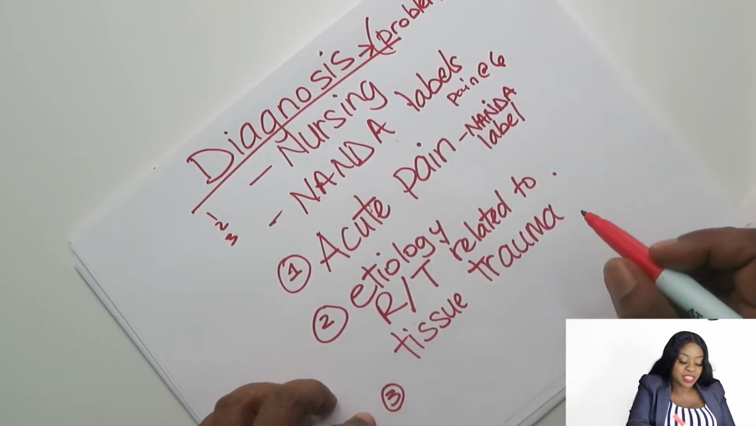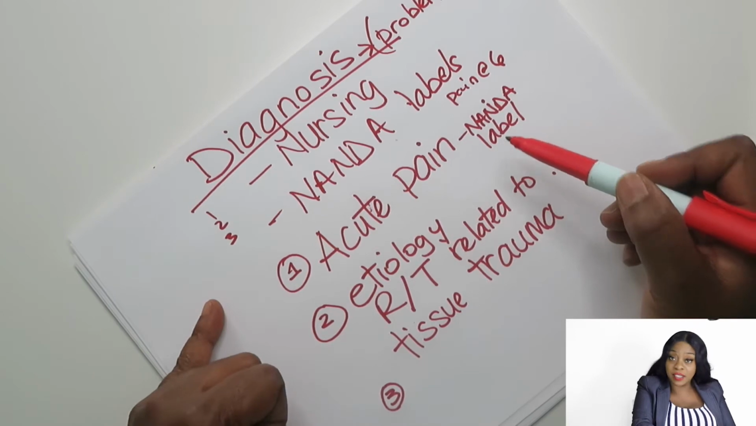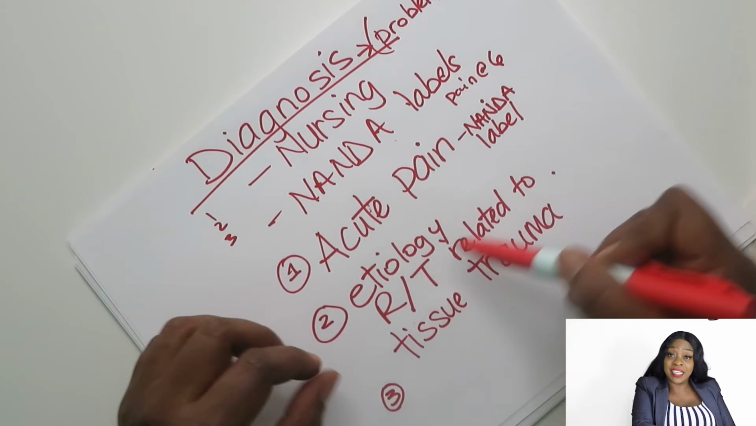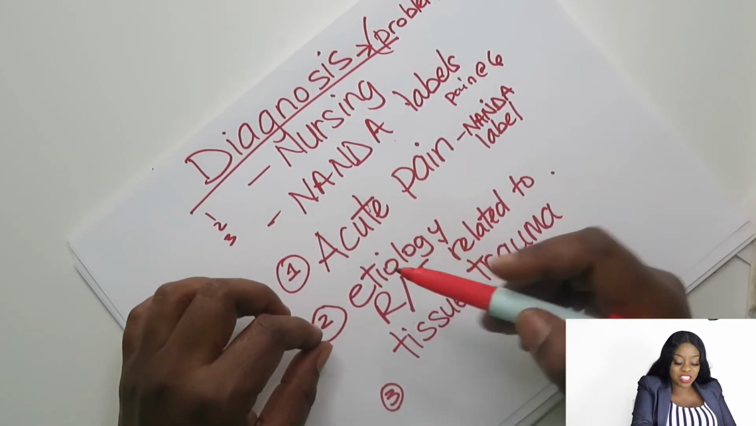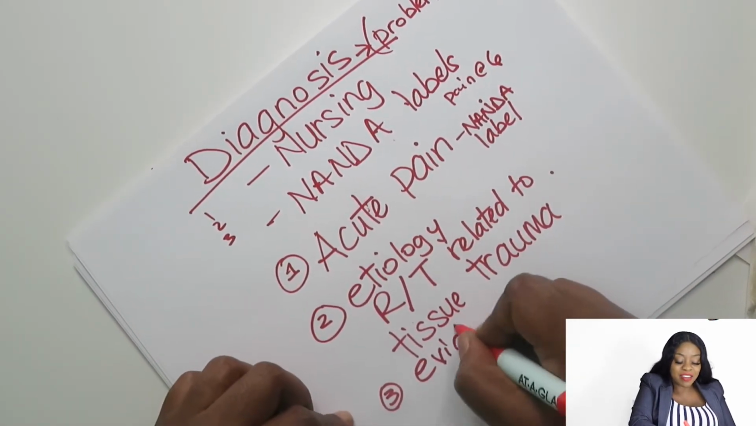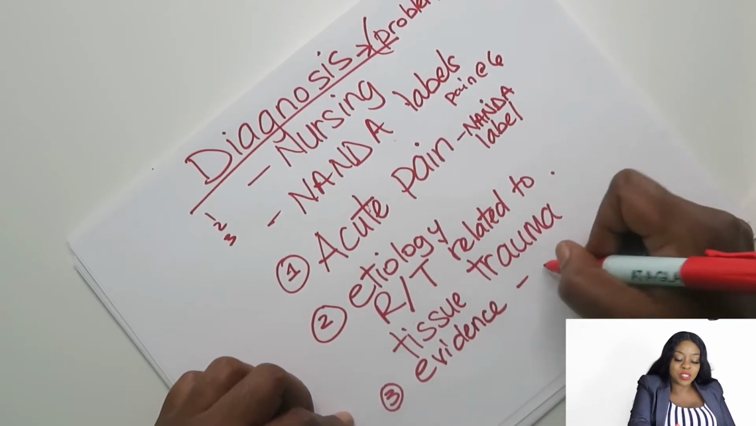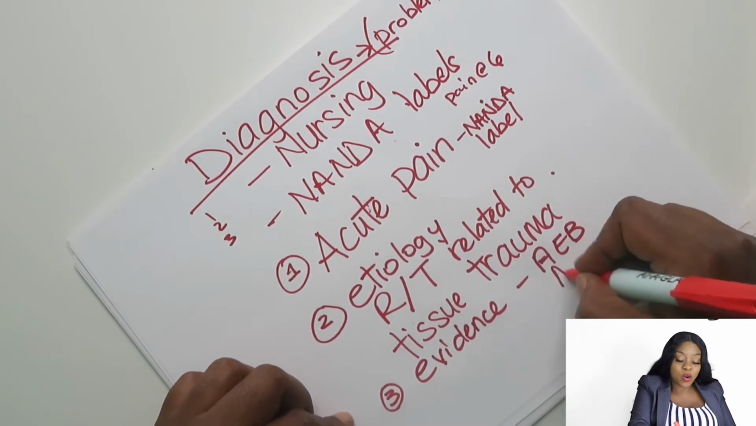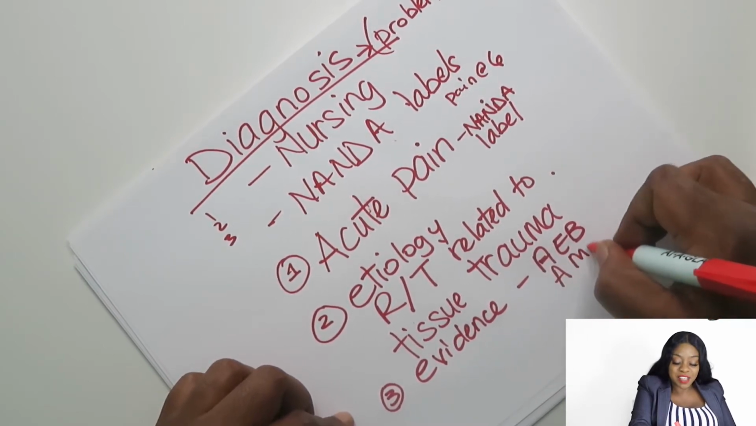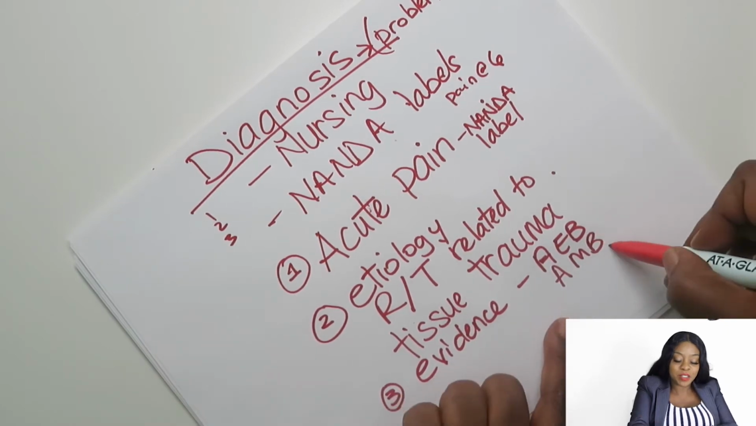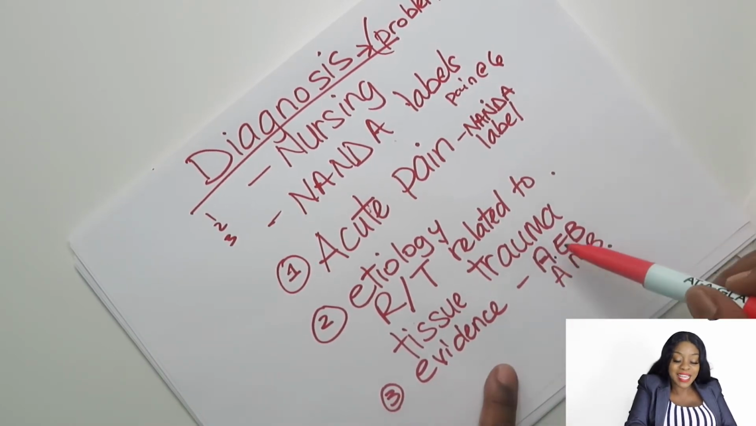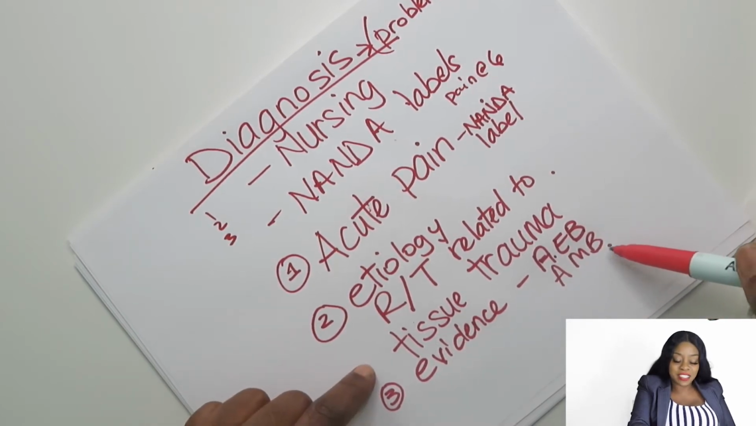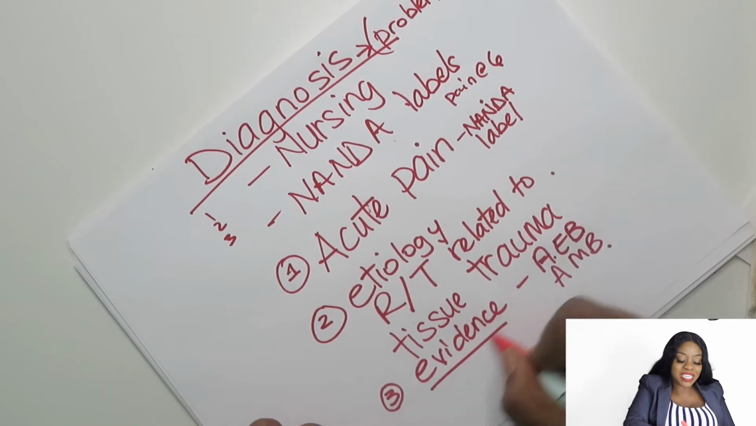Now, thirdly, so you need a NANDA label, number one. You then need an etiological factor, or what your problem is related to, what is the origin of the problem, and then you need evidence of the problem. And so in some books we call this the as evidenced by, AEB, or it could be as manifested by, right? Because we're using shortening. So it means as evidenced by, AEB, or it could be your as manifested by, AMB, but you need evidence.